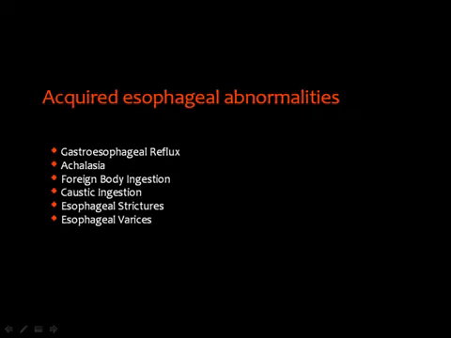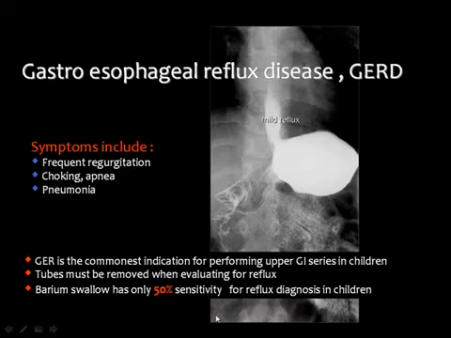diagnostic of hiatus hernia. Then some of the acquired abnormalities will include the gastroesophageal reflux, the achalasia, foreign body ingestion, caustic ingestion, and esophageal stricture, as well as esophageal varices. And this is an example of gastroesophageal reflux.